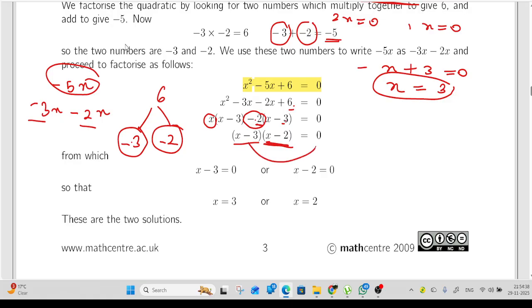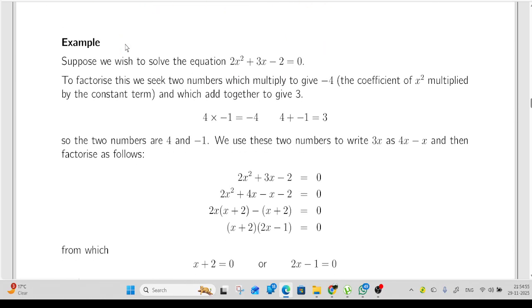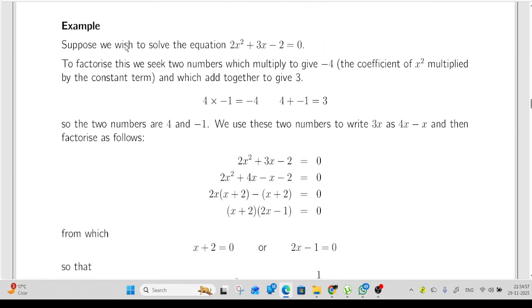Now you equate both of them with 0 like this. Then you move this term here. So this negative 3 becomes 3. If you move this negative 2, it will become positive 2. So that's your answer, 3 and 2. So these are the two solutions. Clear?